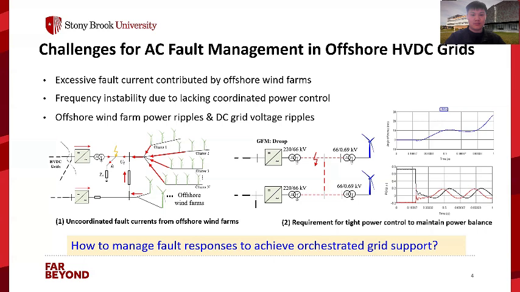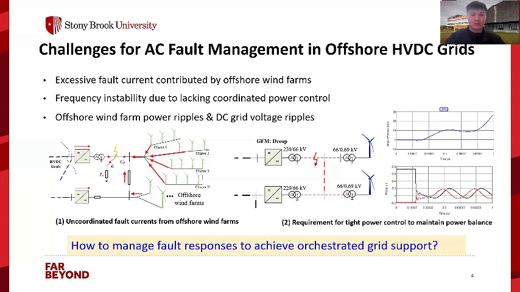Those uncoordinated currents from offshore wind farms can monotonically increase fault currents. Excessive fault current can burn critical equipment, for example, offshore cables. It can also cause the faults to expand, for example, from single-phase to ground fault to double-phase or even three-phase to ground fault, or from a temporary fault to a permanent fault.